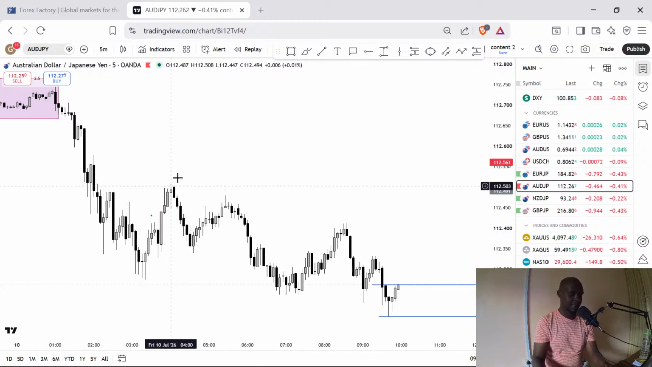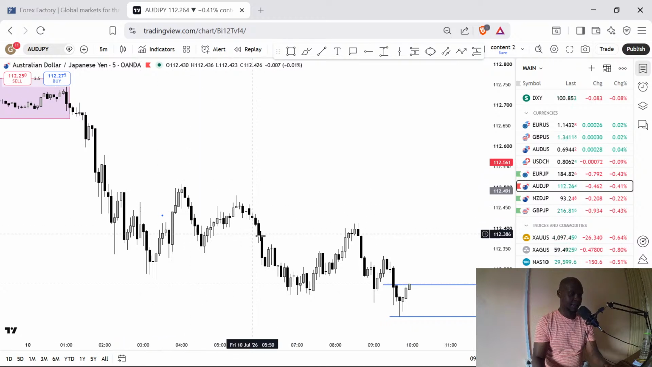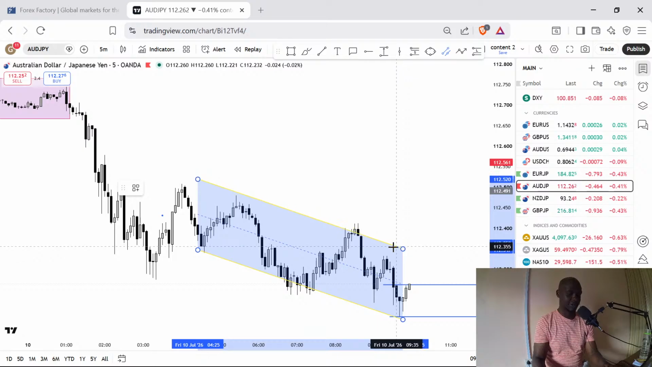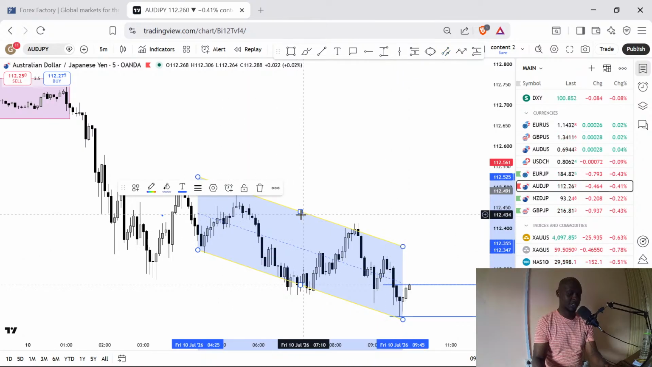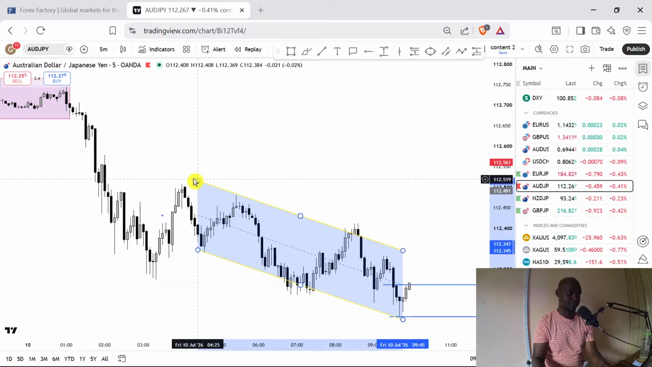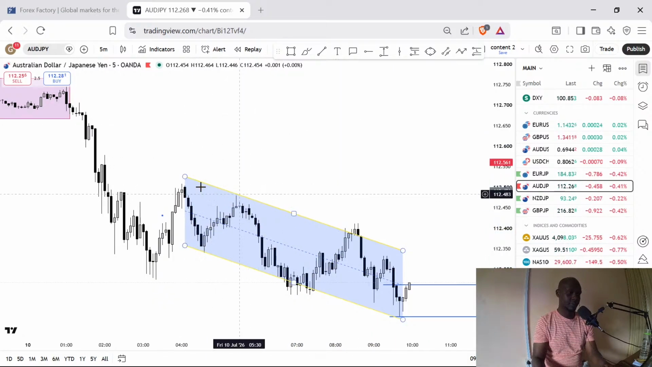And right now, what I'm seeing is we have some sort of descending nature here. If you draw a trend line at the bottom here, you can see you're going to touch different areas. And if you draw a trend line at the top, you also get to touch different points. So this is a descending nature.